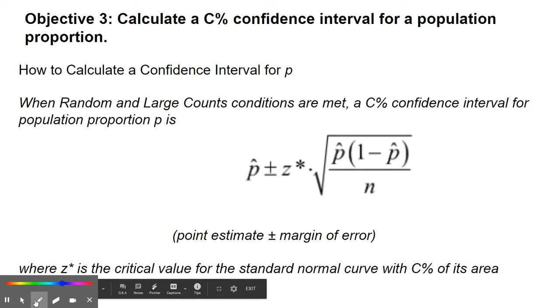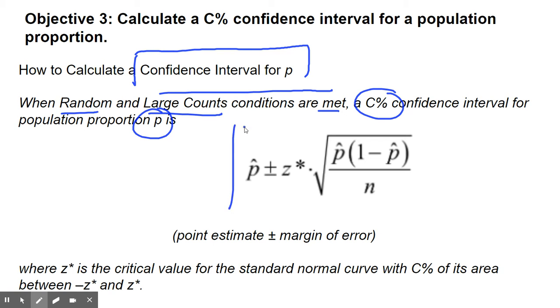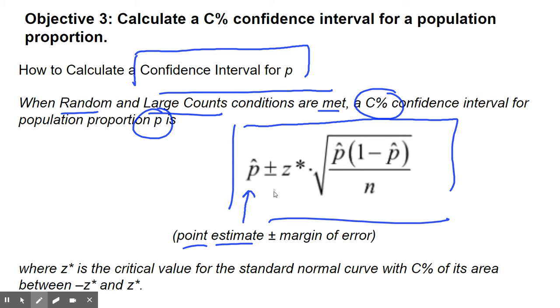All right, here it is. Without further ado, we are looking at the confidence interval for a population proportion p. So when your conditions are met, a C% confidence interval for p looks just like this. Boom. So it is p hat, your point estimate, plus or minus your margin of error. And as I showed you in the last slide, this is your standard error for p hat that we're going to use as the margin of error.